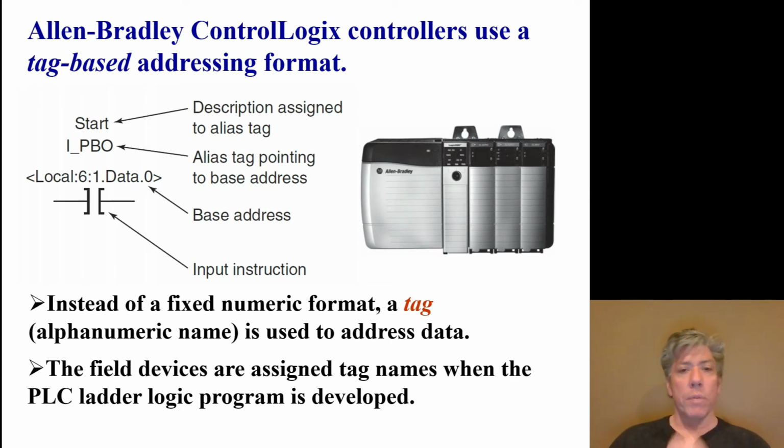It's really important when you program PLCs to put comments on your instructions. In other words, all of the memory addresses need to be labeled, at least the ones that you're using, so that someone else can read the program and understand what it's trying to do. So we've got our description that's assigned to an alias tag. The alias tag then points to the base address, and you can see the base address there, and then the input instruction.